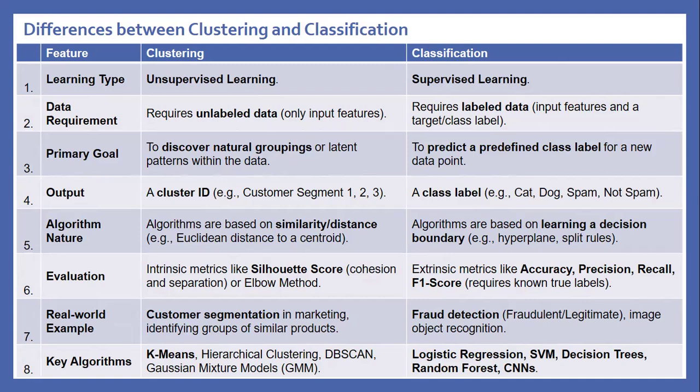Clustering examples: customer segmentation in marketing, identifying groups of similar products. Classification examples: fraud detection, fraudulent versus legitimate, image object recognition. Clustering algorithms: k-means clustering, hierarchical clustering, DBSCAN, Gaussian mixture model, GMM. Classification algorithms: logistic regression, SVM, decision tree, random forest, and CNN.